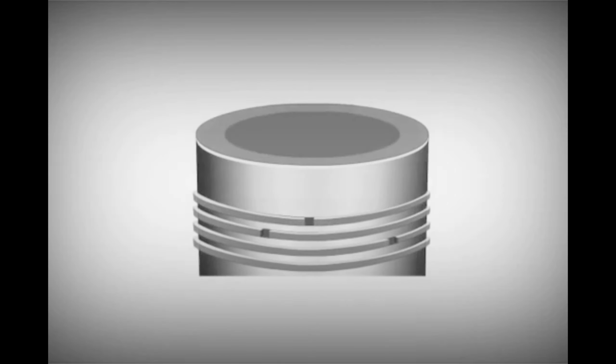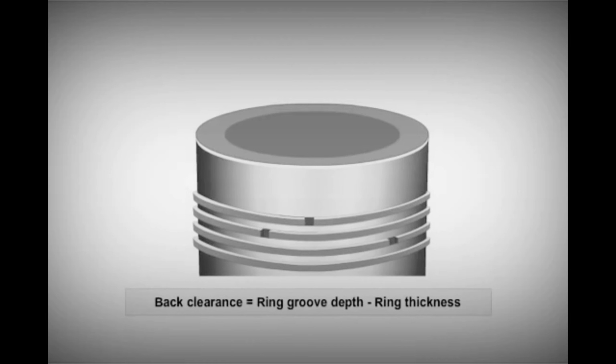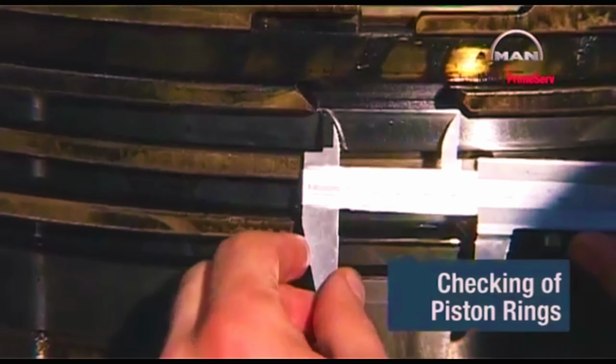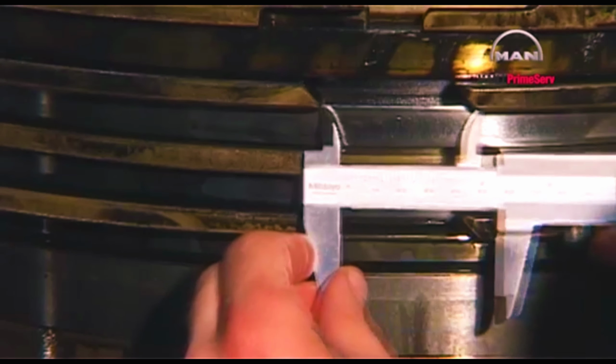Take both these measurements in at least 6 different positions around the groove circumference. The difference between the two readings will give the back clearance. If the back clearance is more than the specified limit, replace the rings. Before dismantling the piston rings, measure the free ring gap of all the piston rings.